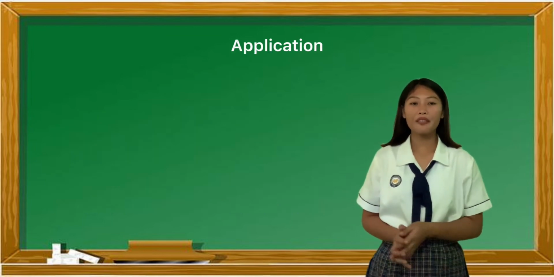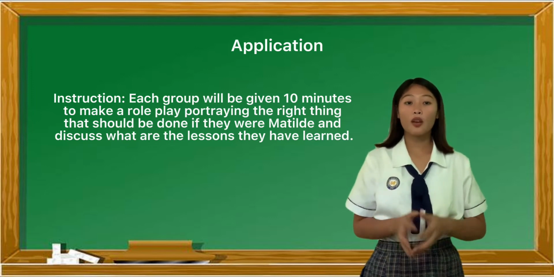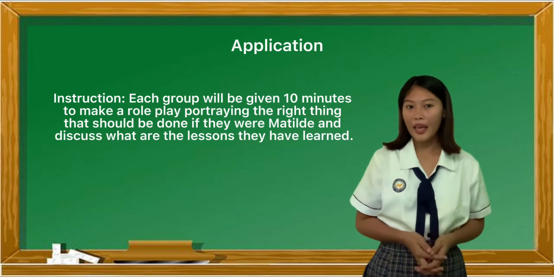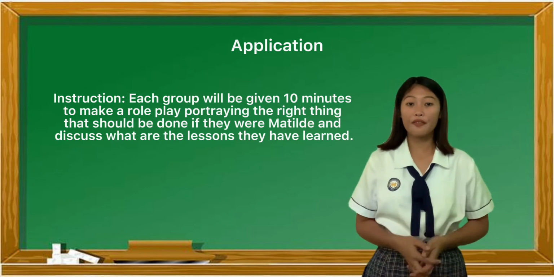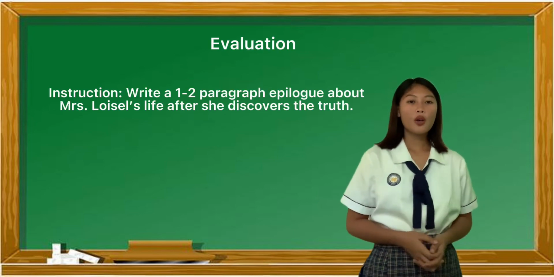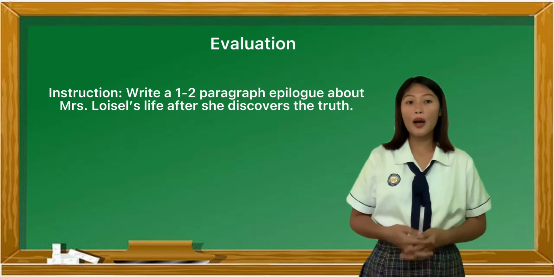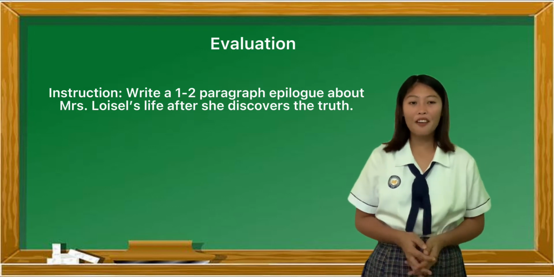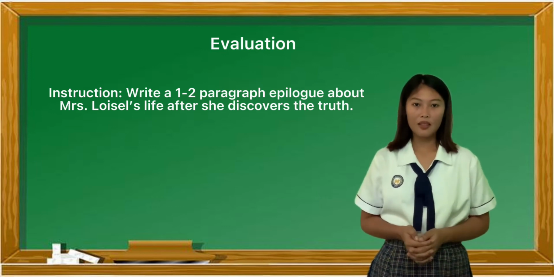Okay, class, I will divide you into 5 groups. Each group will be given 10 minutes to make a role play portraying the right thing that should be done if they were Mathilde. They will also be discussing the lessons that they have learned from the story. Now let's move on to the evaluation. Students, I will task you to write a 1-2 paragraph epilogue about Madame Loisel's life after she discovered the truth. What do you think happened next after Mrs. Loisel found out that the necklace is fake?